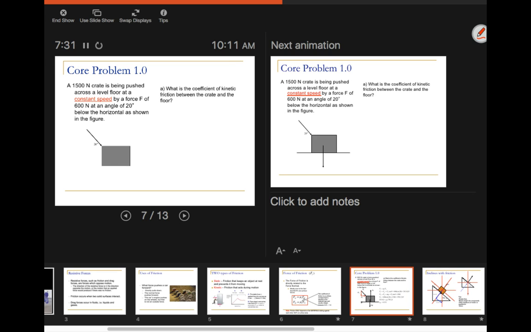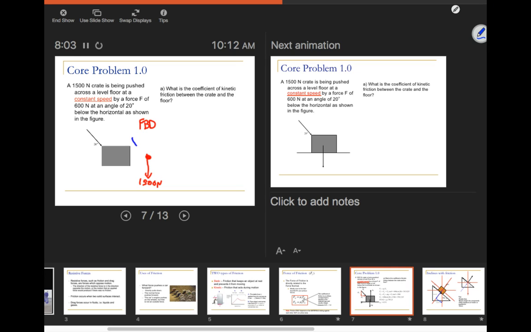So let's see what this should look like. A free body diagram will really help us here. So our free body diagram would look like this. That's going to be the weight. That's 1,500 newtons. Now, what I also know about that is I'm going to have that's 600 newtons.